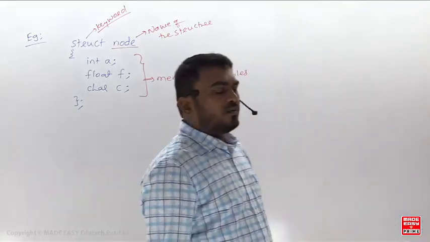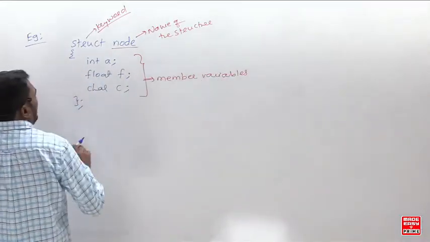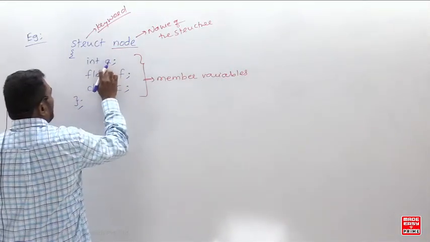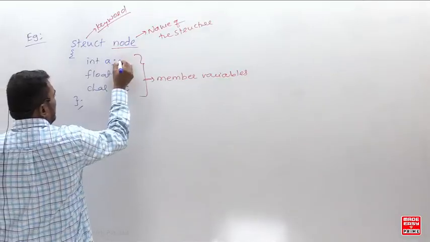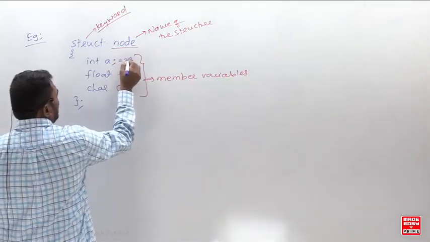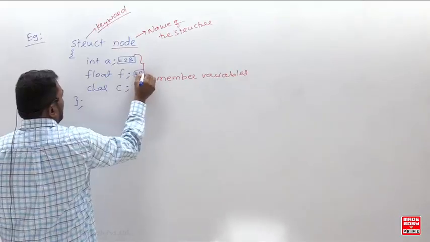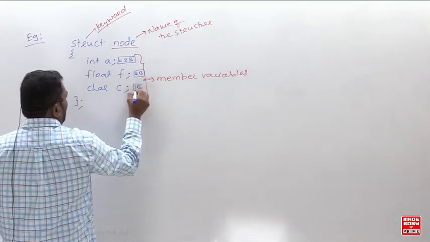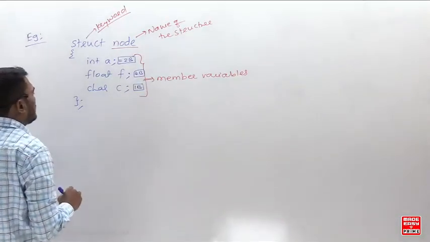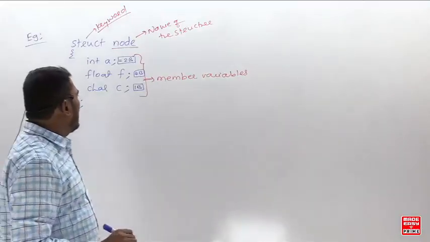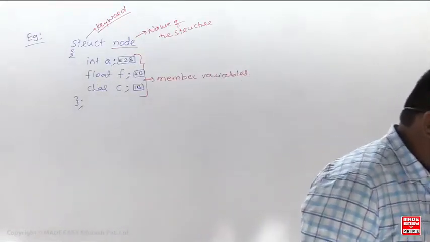Right. Now tell me, generally your integer will take how many bytes? Integer will take generally, we say, 2 bytes. So integer takes 2 bytes, float will take 4 bytes, and character will take what? 1 byte. Now tell me, important question I am asking. Listen carefully.